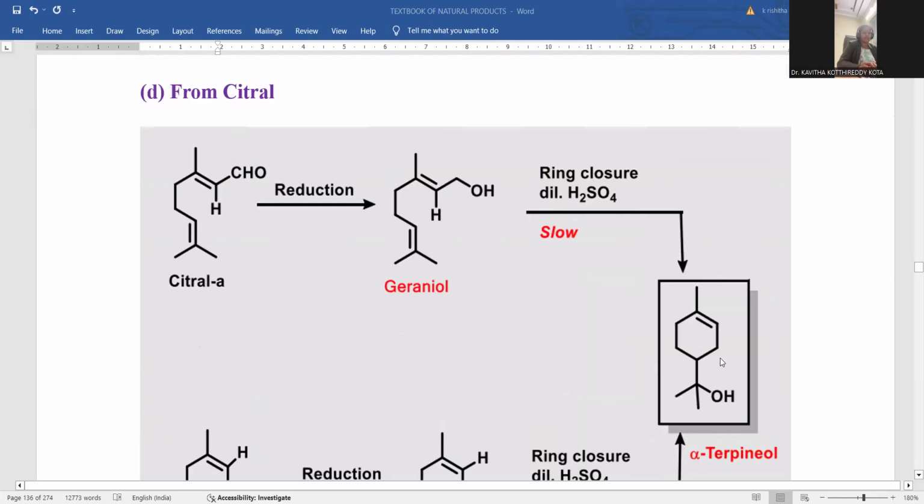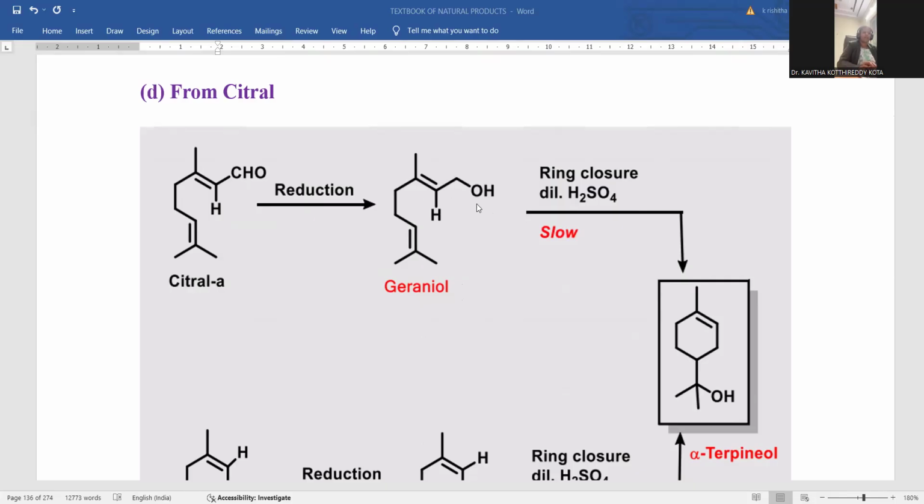Let me discuss in detail how citral will be transformed into alpha terpineol within the laboratory. Citral, if taken, reduction is applied. Whenever a reducing agent is added, in comparison to the double bond, the aldehyde is more susceptible to reduction, being highly reactive over the double bonded functionality. So the aldehyde simply turns into a hydroxyl functional group, which is called geraniol. Geraniol is a kind of essential oil, once again extracted from rose petals.